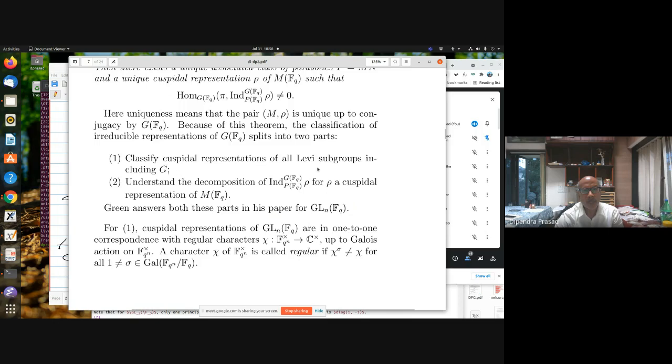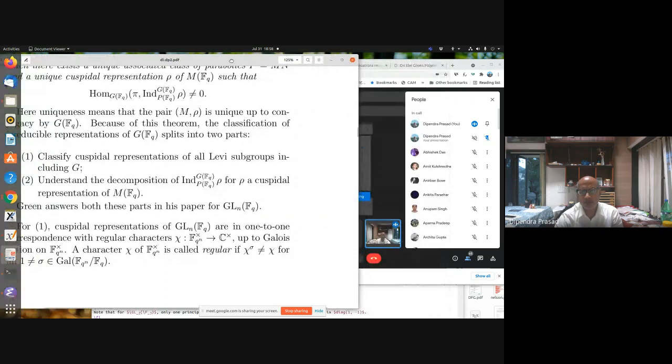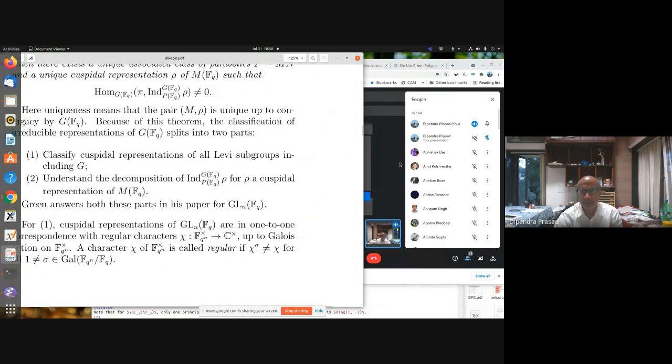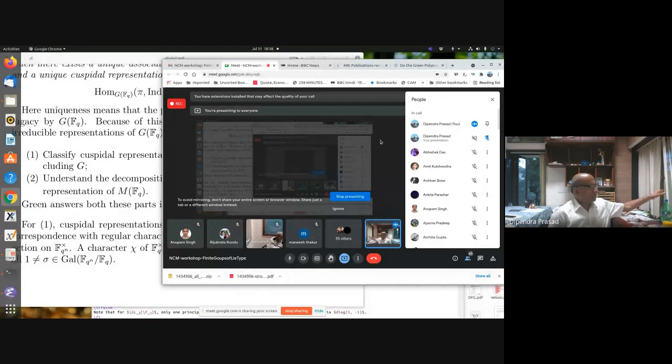The Levi subgroups of GL_n are products of GL_{n_i}, and therefore the question is to classify cuspidal representations of GL_{n_i} and to understand how the induction decomposes as a sum of irreducible representations. The first order of business would be, if the representation is irreducible, to find conditions under which the induced representation is irreducible, and if it is not irreducible, to say which representations appear and with what multiplicity. I think these are already for GL_n a bit subtle questions, and Green answered them all.